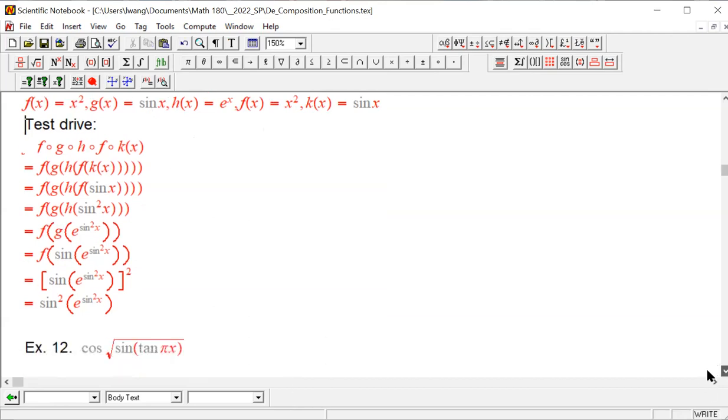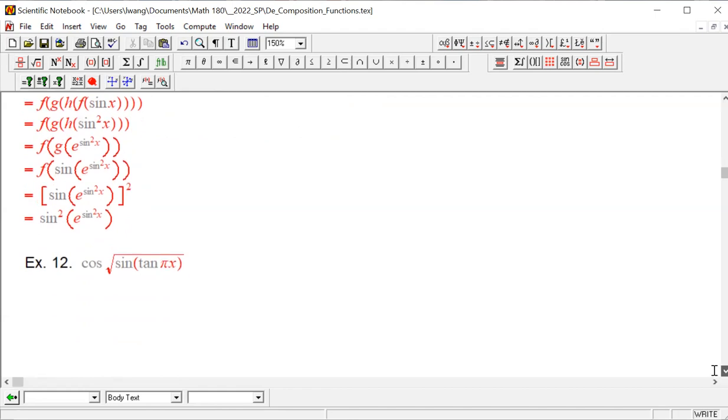I hope you get the hang of it, okay? In calculus class, you're going to need this technique. You need to see how it's peeled from outside in, so you get a simpler function each time. All right, this is the last one.